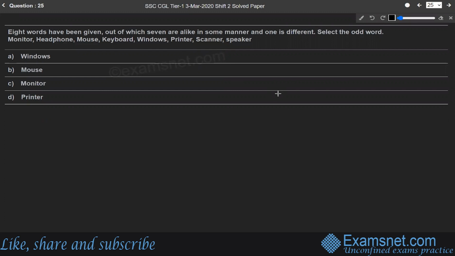So let us look at the meaning of each and every word here. First word is monitor. What is a monitor? A monitor is an output device that is used to display information either in the form of picture or in the form of text. Then next is headphone. Headphones are simply a pair of padded speakers that we use to wear over our ears in order to listen to a music or radio, or we use it while using a phone.